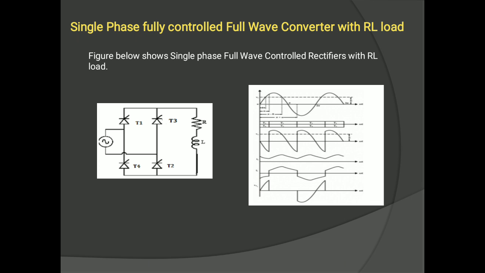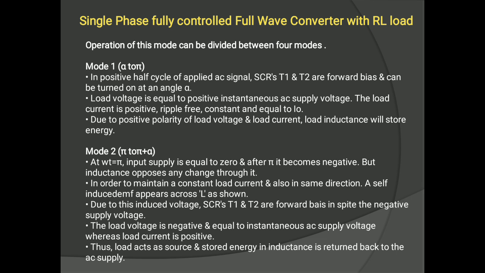Now we will study the single phase fully controlled full wave converter with RL load. The figure shows the single phase full wave controlled rectifier with RL load. Now there are 4 modes of operation. First, mode 1, alpha to pi.